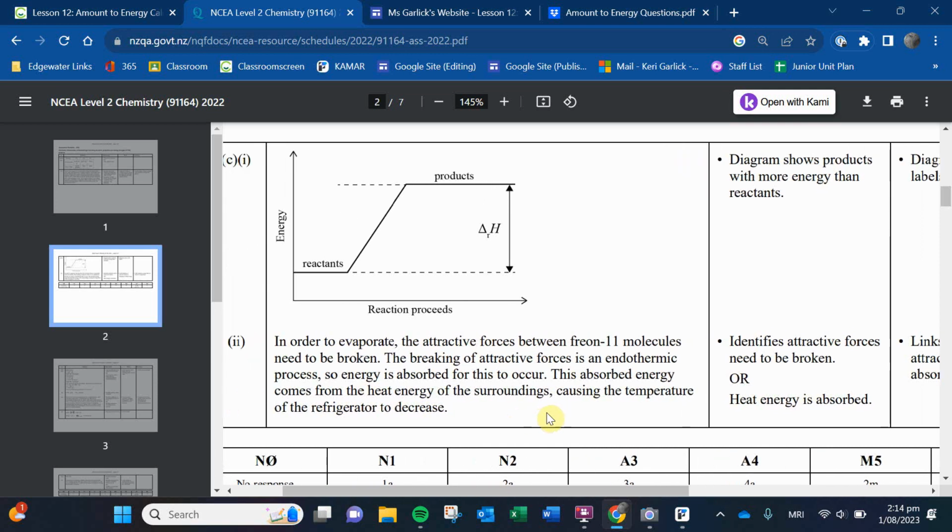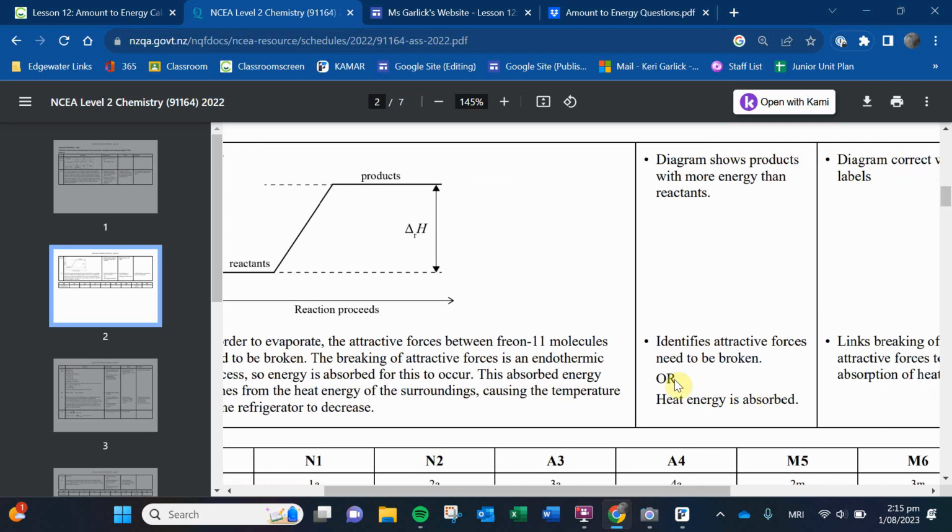So for the achieved, there are two different ways you could have gotten that point. If you just identified that attractive forces need to be broken or that heat energy is absorbed, they would give you an achieved point on there, that justification. Which is general definitions for when we're talking about endothermic reactions. Endothermic reactions have to absorb heat.